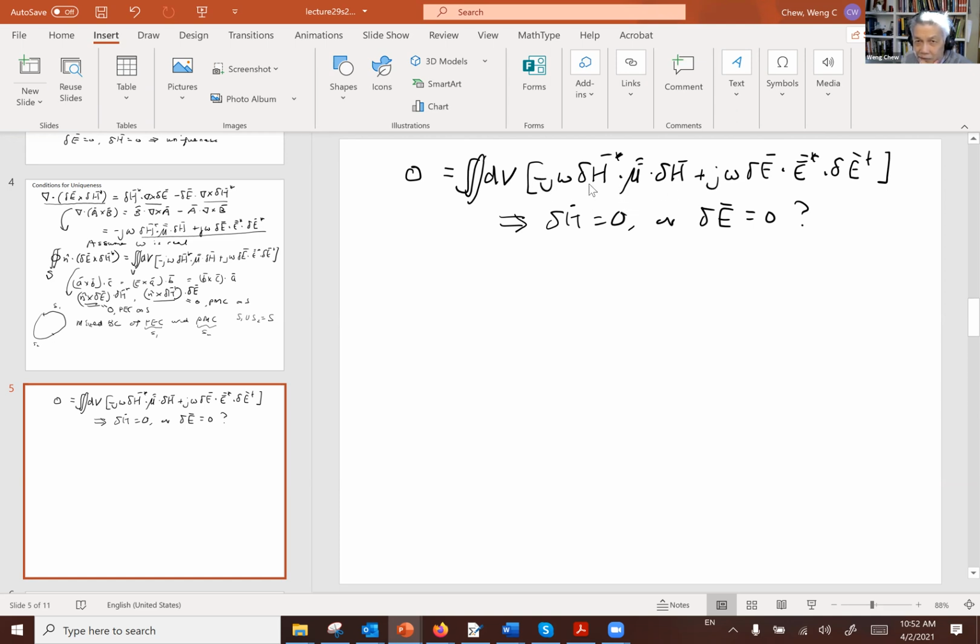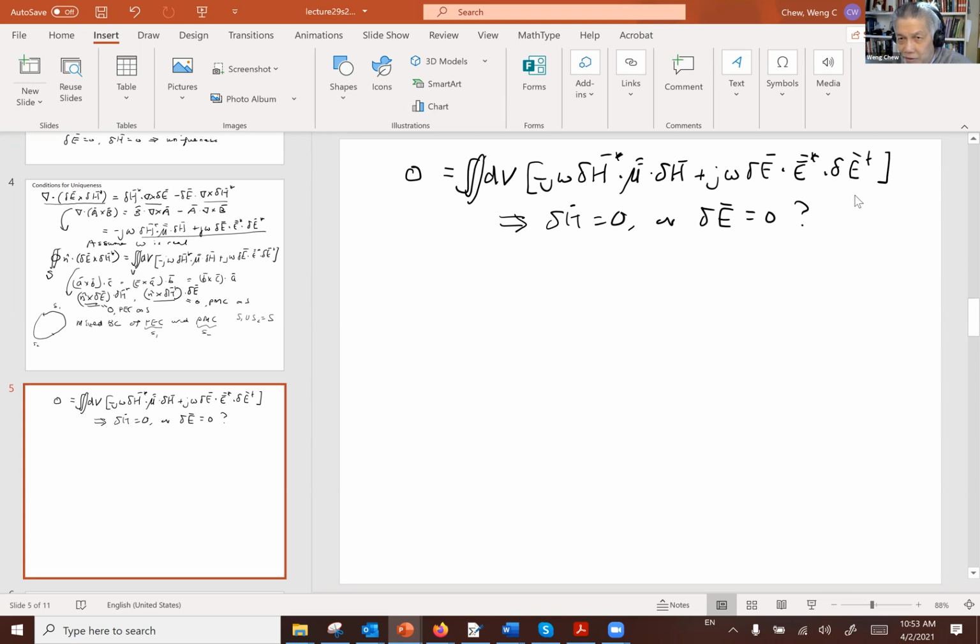That means that there could be solutions where these two terms cancel each other, making the whole integral equal to 0, but the individual components are not equal to 0. Can you see that? So this does not guarantee uniqueness yet. If you have a condition like this, you do not know yet if the solution is going to be unique, because these two terms can cancel each other even when delta H and delta E are not 0.